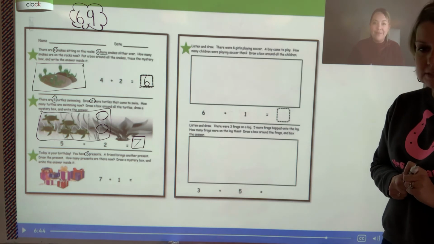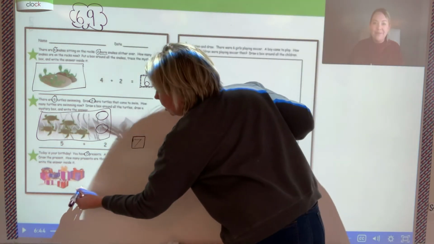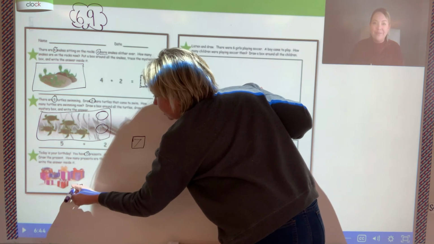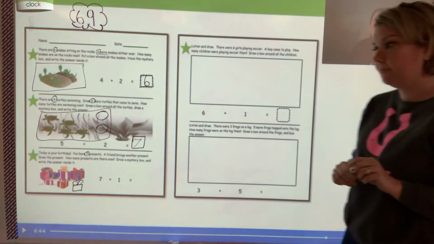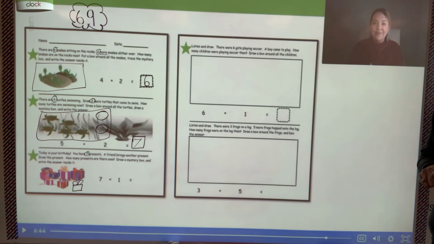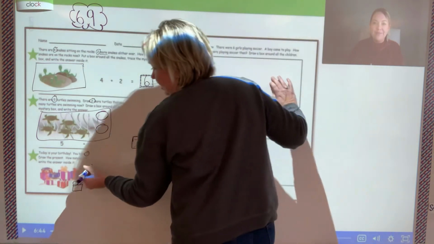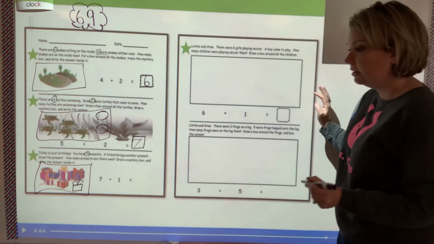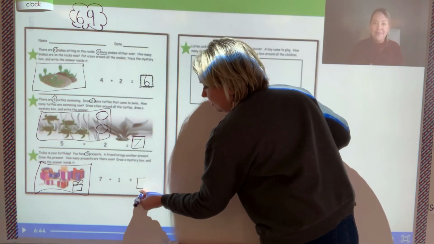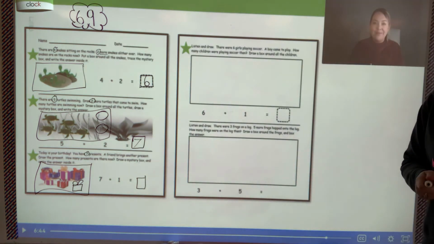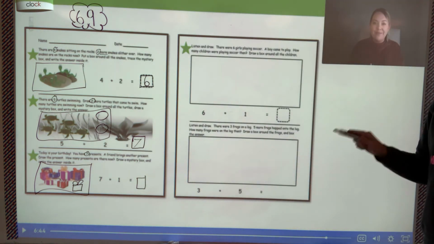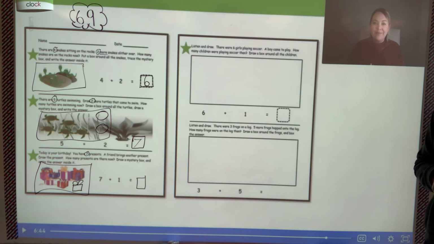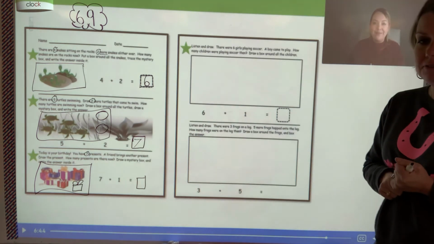A friend brings another present. Draw the present. Okay, I'll draw the present. I'll even try to draw a bow. How many presents are there now? Draw a mystery box. I'm going to do what I did up here. I like how they have me box all my pictures so I don't forget. And then I can draw a mystery box for my answer. Pick a strategy and solve. Once you've solved, show me the answer on your fingers.